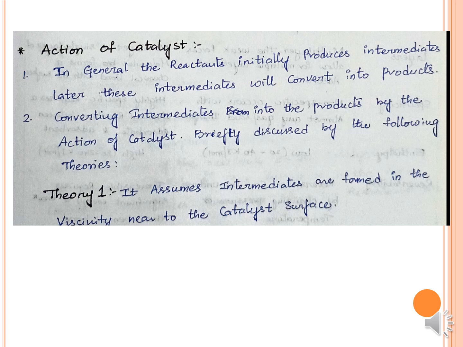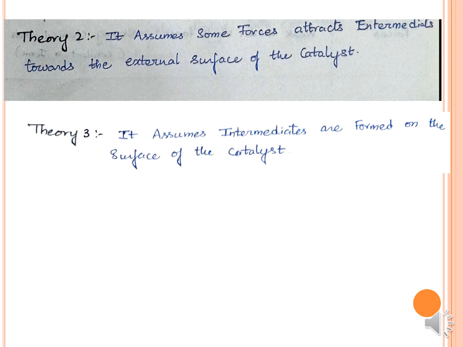Theory 1 assumes intermediates are formed in the vicinity near the catalyst surface. This is our catalyst surface. The intermediates are formed like this in a gas film. They are formed near the vicinity of the catalyst surface. Theory 2 assumes some forces will attract the intermediates. Here the intermediates are there. Some forces will attract intermediates towards the external surface of the catalyst. That is what theory 2 tells about.